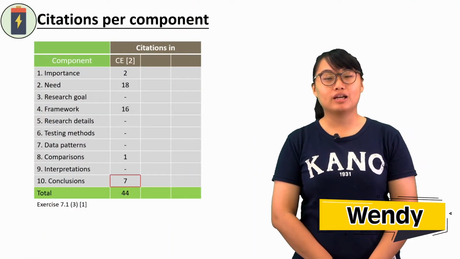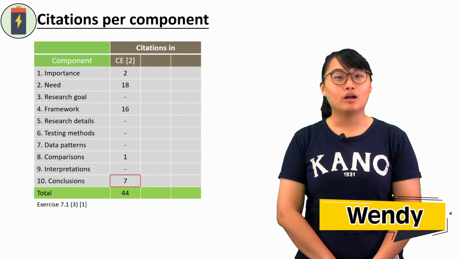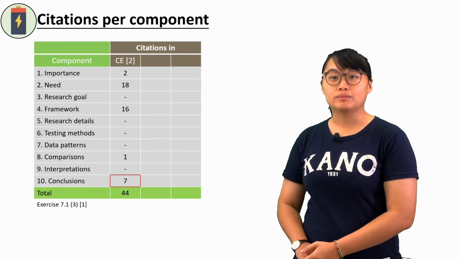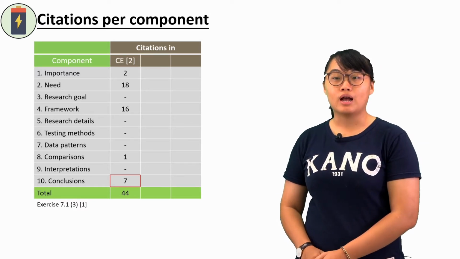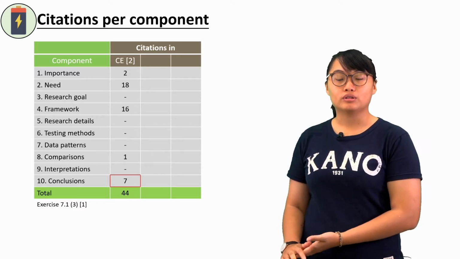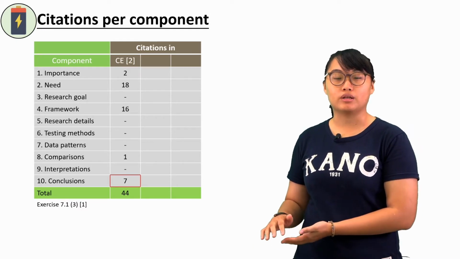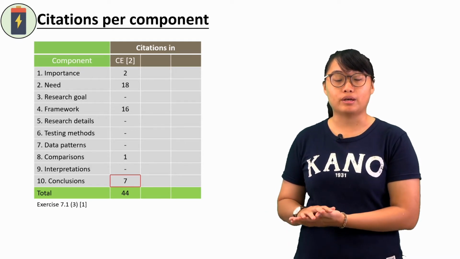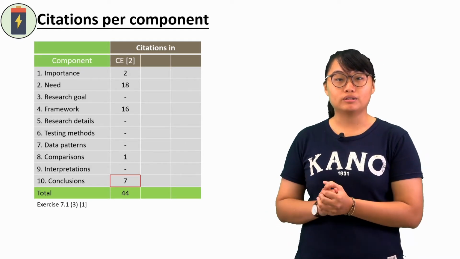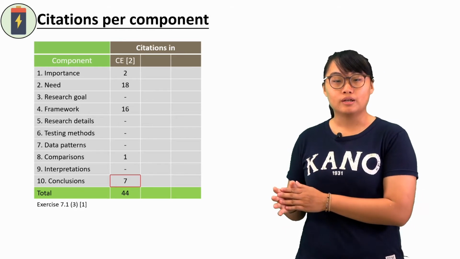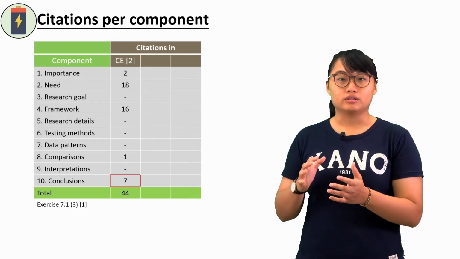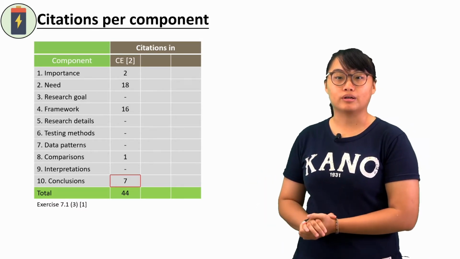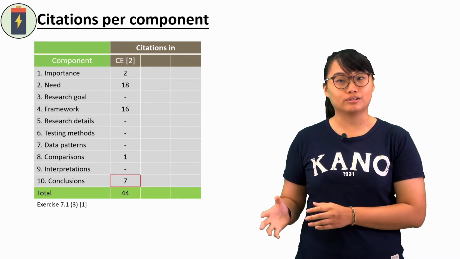Hi, let's look at the citations per component table of chemical engineering articles. As we can see in the table, the importance, need, research goal, and framework are all in the introduction division. So that means that most of the citations are in the introduction division. And then we don't have any citations in the method division and only one citation in the results and discussion division. And the unusual part is that there are 7 citations in the conclusion part. So we should discuss it later.